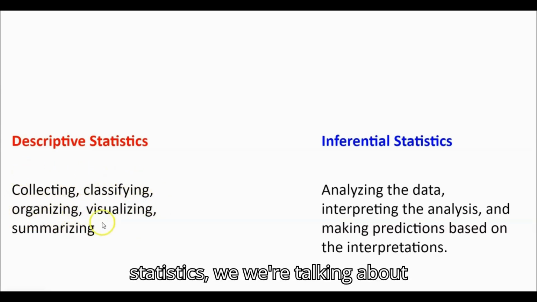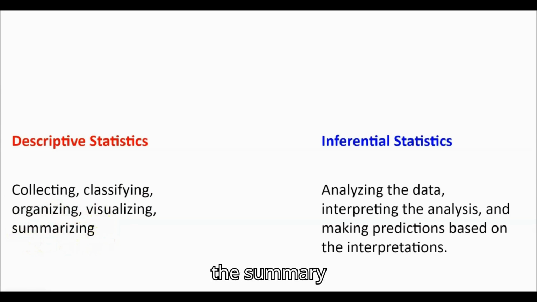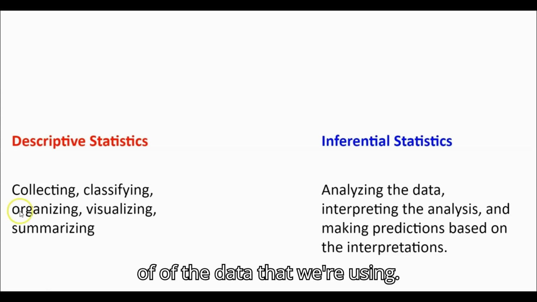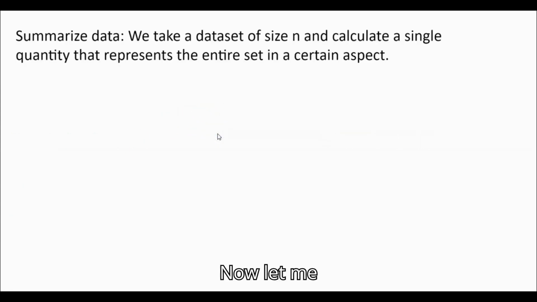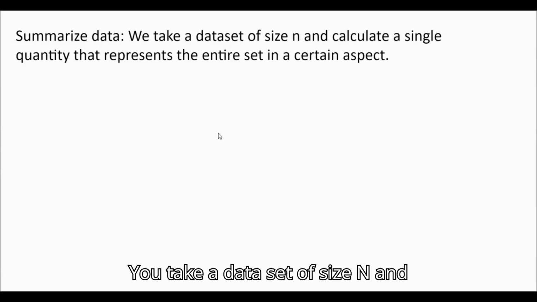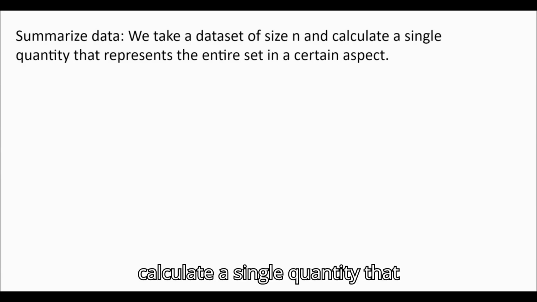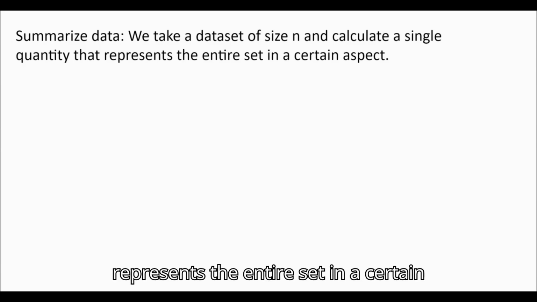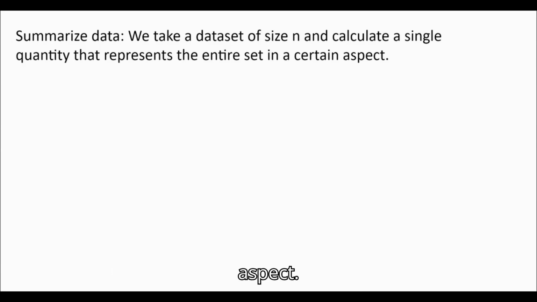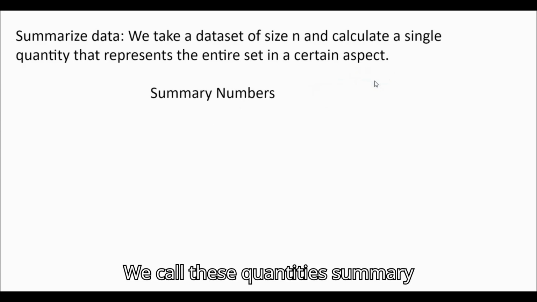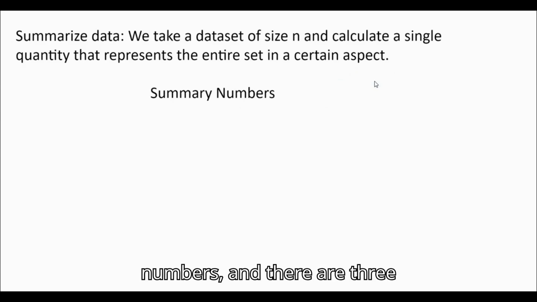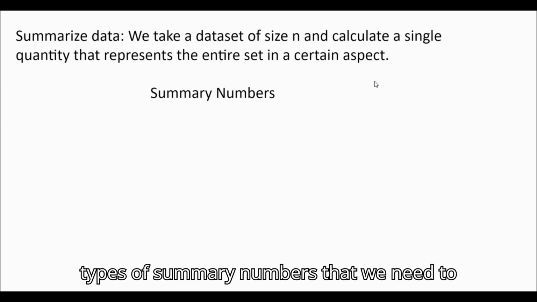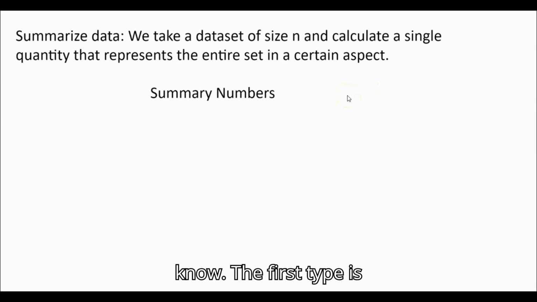So when we say descriptive statistics, we're talking about the summary of the data that we're using. Now, when we summarize data, we take a data set of size n and calculate a single quantity that represents the entire set in a certain aspect. We call these quantities summary numbers, and there are three types of summary numbers that we need to know.